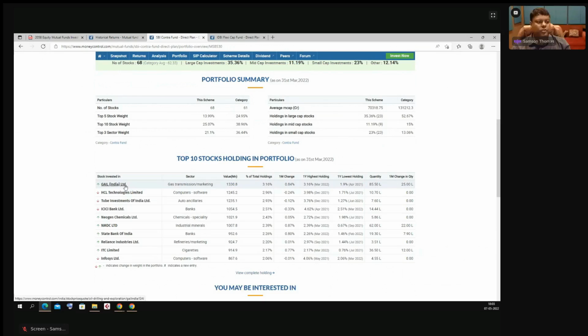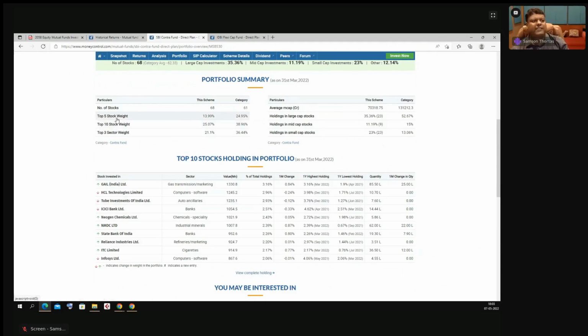So if you are able to analyze in the stock market also, what is Tube Investments doing? What is Neogen Chemicals doing? Is there any kind of value in this? It's not necessary that you do that, but if you're able to, you can analyze the portfolio on the stock, and you can also view the complete holding here.